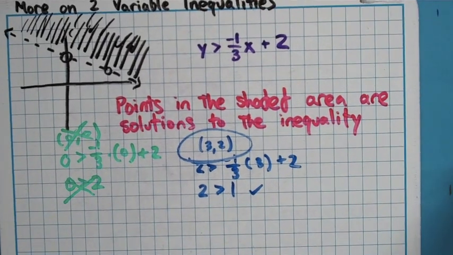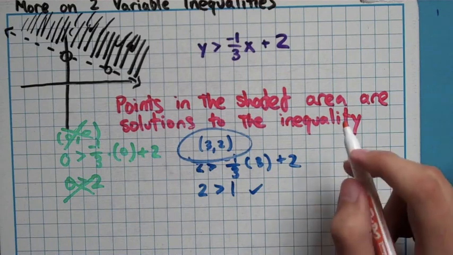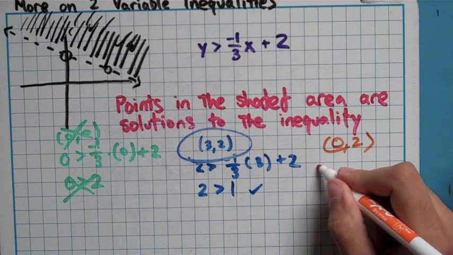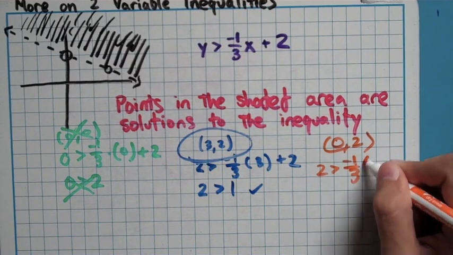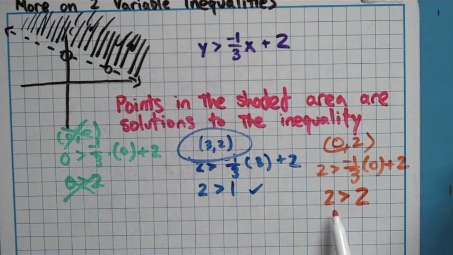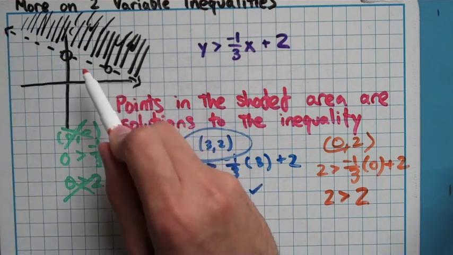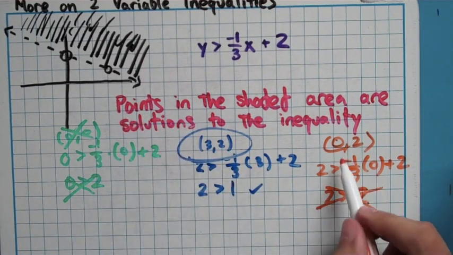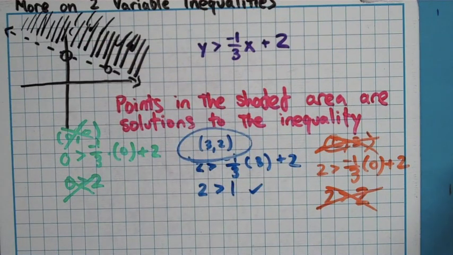And finally, I'm going to pick one point that's on the line, and we'll see what happens there. So maybe if I pick the point 0, 2. If I do 0, 2, I'm going to have 2 is greater than negative 1/3 times 0 plus 2. I end up with 2 is greater than 2. So this isn't true. 2 is not bigger than 2. If this was greater than or equal to, then it would be good, and that's when we would have a solid line. So if you're a point on a solid line, you're good, but on a dotted line, it didn't work out. So that's no good either. Points in the dark area are what work.